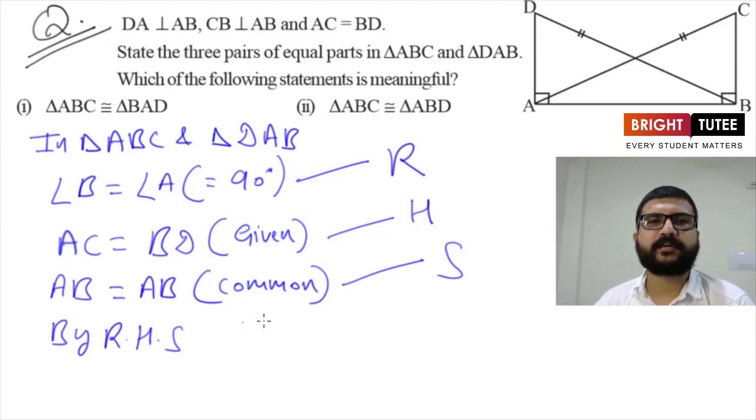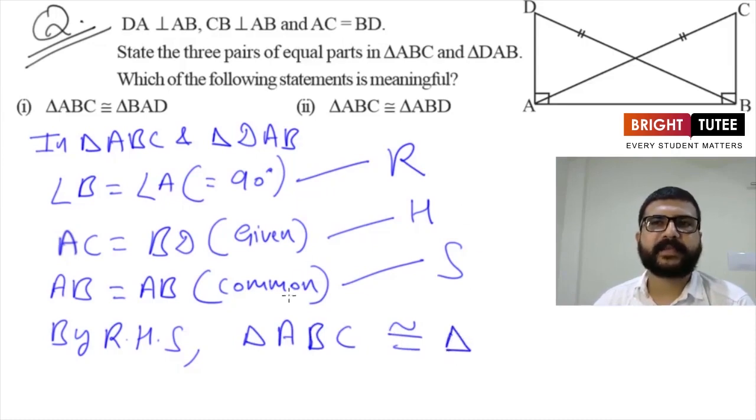Now the thing is how to write the congruency relation. So let's write it. So we can say by RHS triangle ABC is congruent to triangle, see here, angle A of triangle ABC will be equal to angle B of triangle DAB. Or what we can say, here angle B of triangle ABC is equal to angle A of triangle DAB. So it means B is written in the middle here. So we will write A in the middle for the second triangle. And then we are having AB is equal to AB.